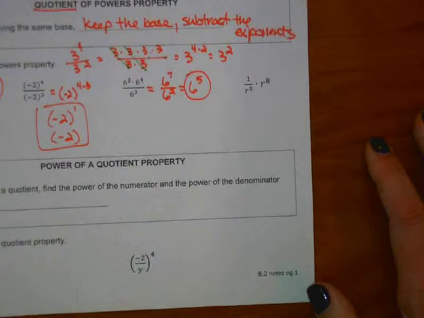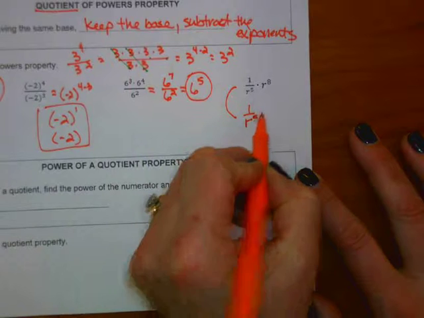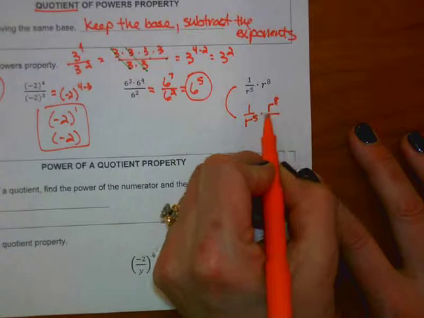Brian's ahead of me. Can you put anything over 1? Any number, right? Yeah. Anything. So I'm going to rewrite this as 1 over r to the 5th times r to the 8th over 1.